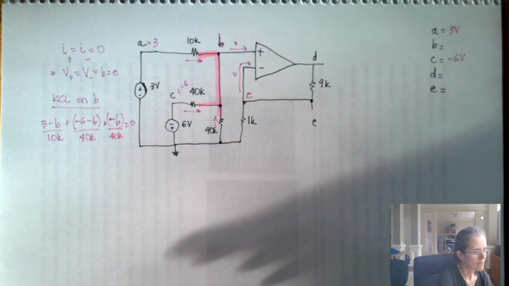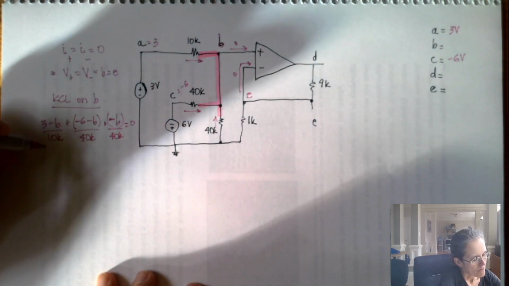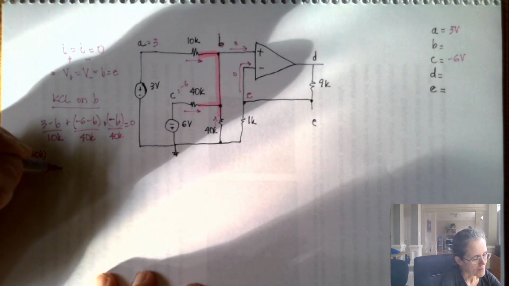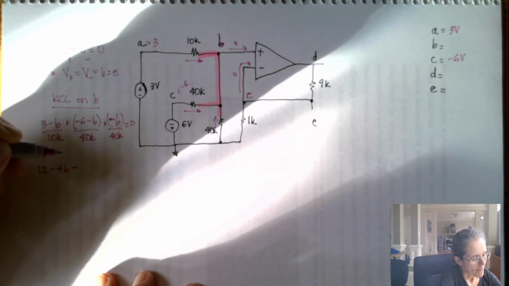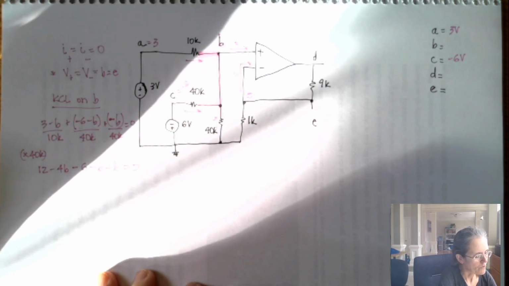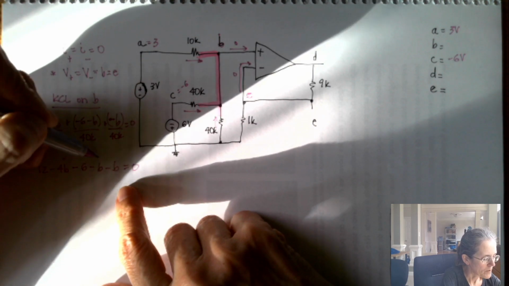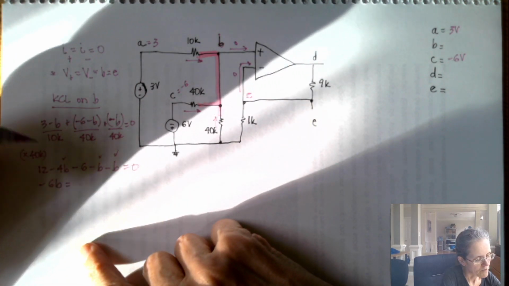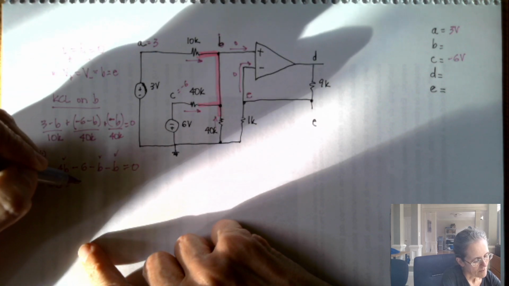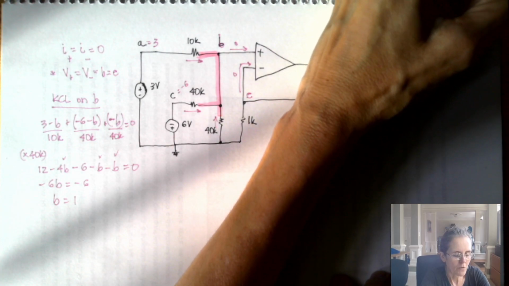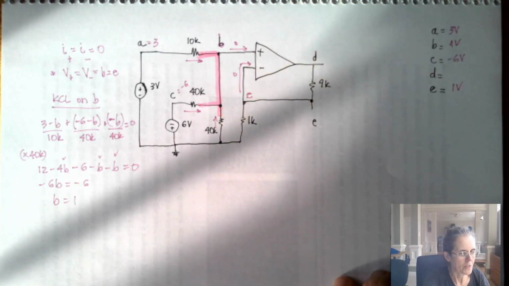I'm going to multiply everyone by 40K. So multiplying by 40K, I get 4 here. 12 minus 4B minus 6 minus B equals 0. So B comes out of this. 4, 5, 6 minus 6B equals 12 minus 6 is 6 minus 6. So B is 1. So now I got 1 volt for B and 1 volt for E.